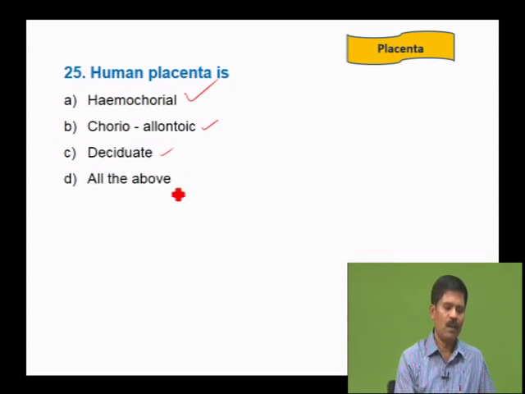So therefore all options are required. The right option is D.